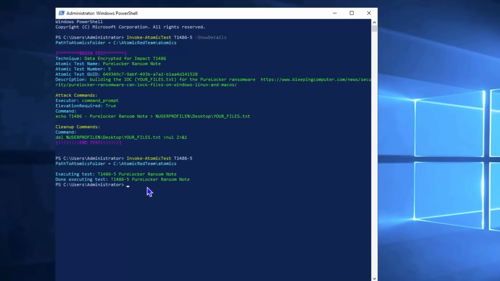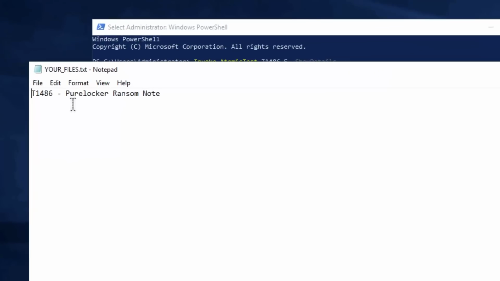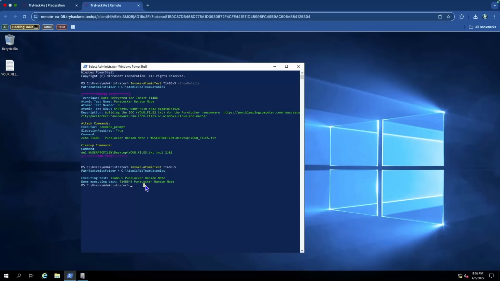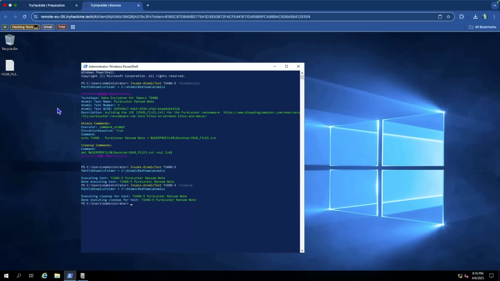So now, just to make sure, let's actually look at the ransom note and see what's inside the ransom note. Pure lock or ransom note. That's all it says. All right, fantastic. So this is what we're going to do. We're going to run cleanup now to just make sure that we clean up after ourselves. And what that's going to do is just delete that ransom note. Excellent. Perfect.